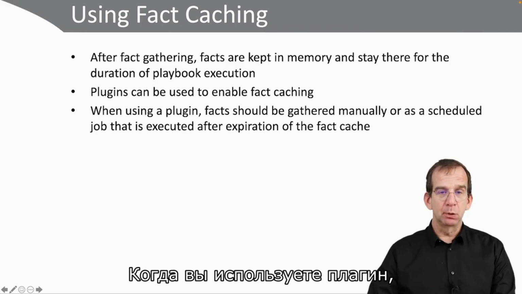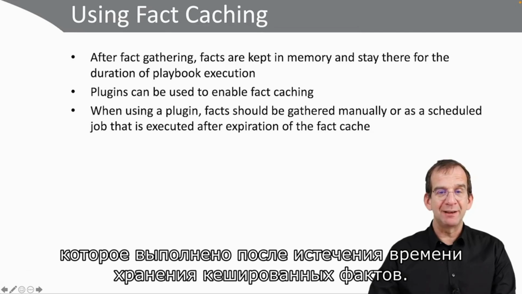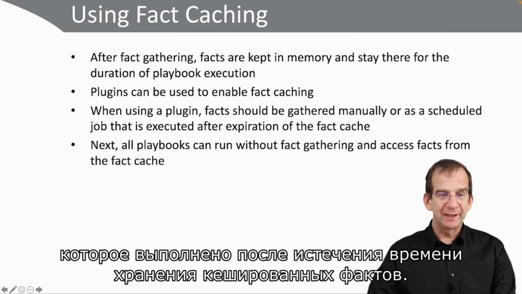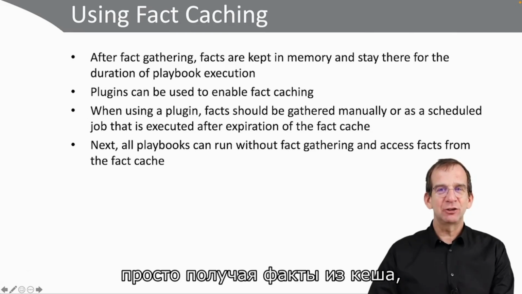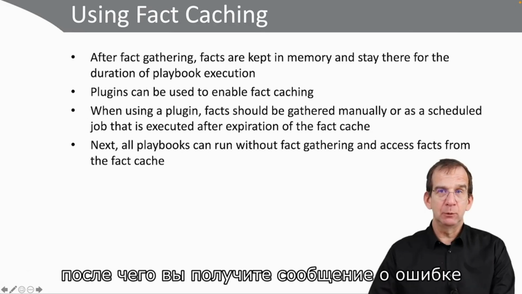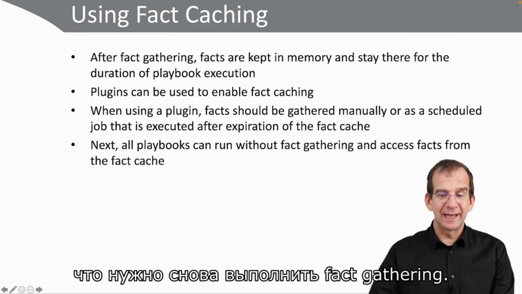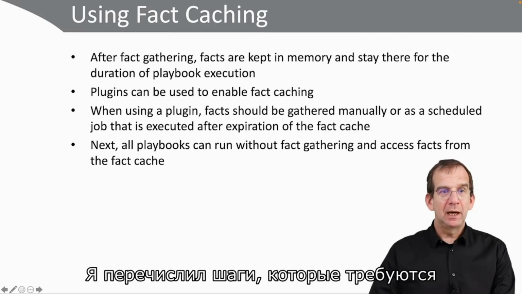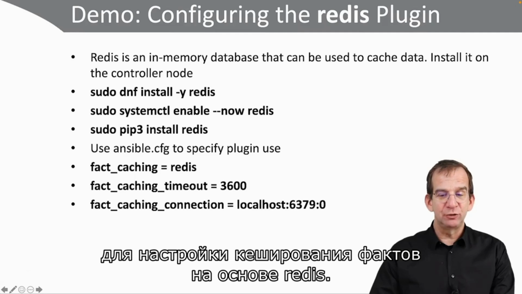When you use a plugin, facts should be gathered manually or as a scheduled job that is executed after expiration of the fact cache. Next, all playbooks can run without fact gathering and access their facts from the fact cache. Until the cache has expired, then you will get an error message and you will know that you need to do fact gathering again. I have listed all the steps that are required to set up a Redis-based fact cache. Let me show you.